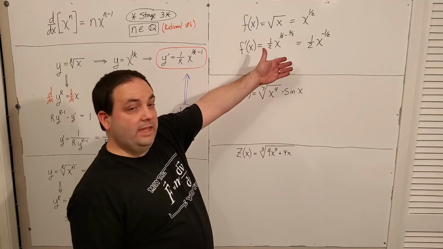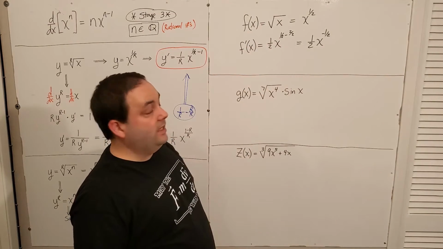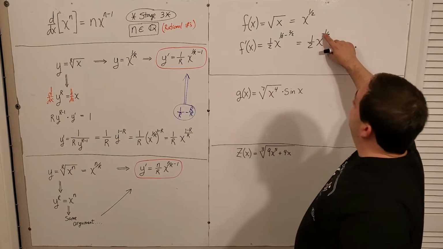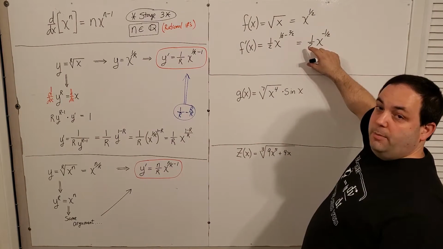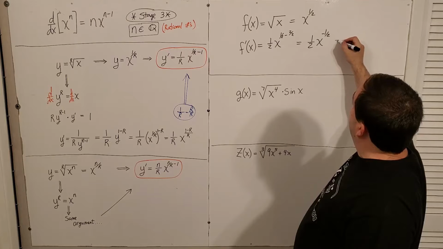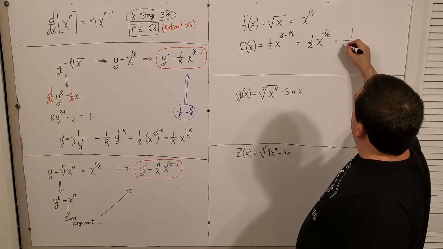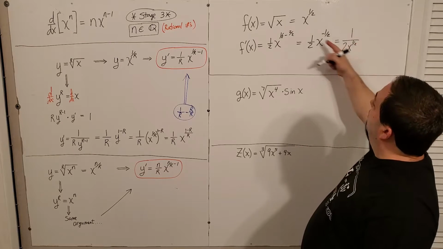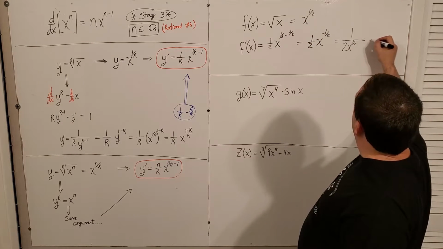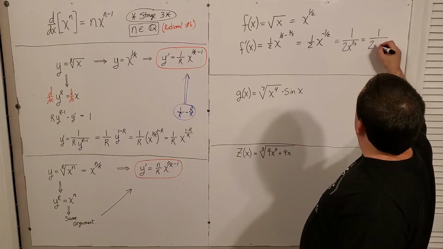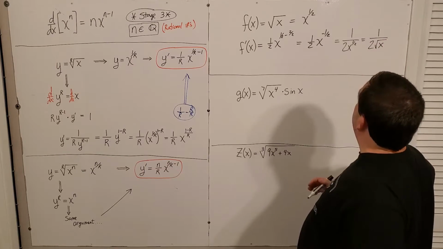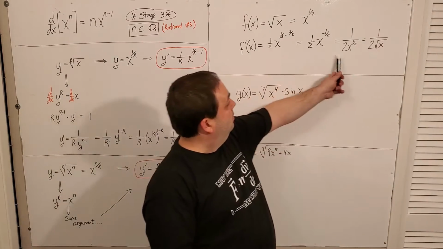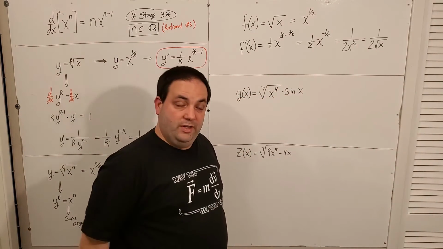Now, you could leave it like that, but also don't forget there are other ways of writing these things. So I could use the negative power to drop it into the bottom, like this, which of course we already know x to the 1/2 is the square root. So this is 1 over 2 square root of x. Okay, so those last three are all viable ways of writing this derivative.